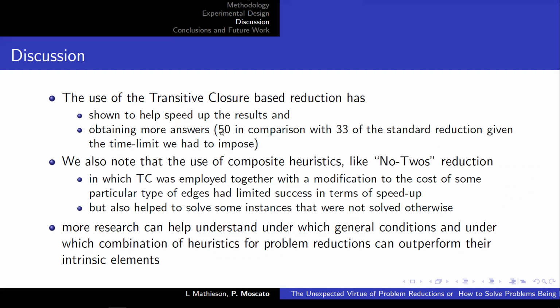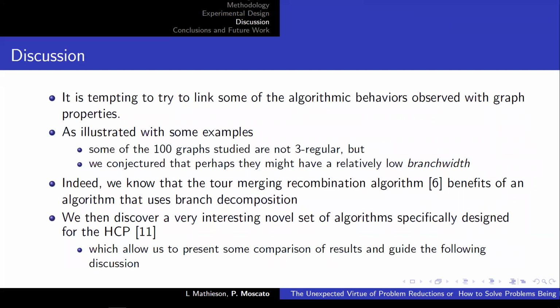We have obtained more answers, 50 in comparison with 33 of the standard reduction. And we saw that some other reductions, like the new no2s, have helped to solve some instances that were not solved otherwise. So we think that more research can help understand under which general conditions and under which combination of heuristics for problem reduction methods can outperform the intrinsic elements of the heuristic.